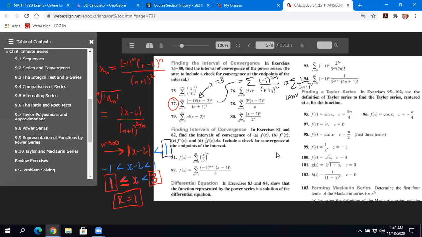Well, let's see. What am I going to get? What do I get if I plug in 3? It's going to be minus 1 to the n over n plus 1 squared, yeah? That's like the alternating p-series, correct? And what's true about that? Converges, okay? So I can plug in 3.